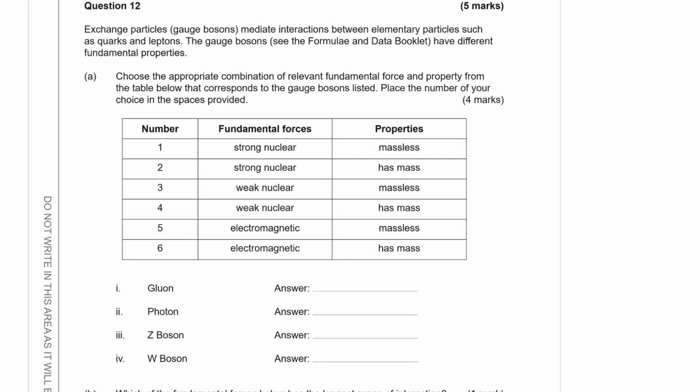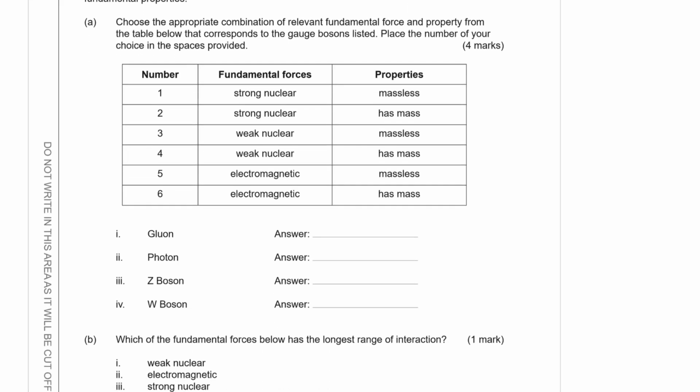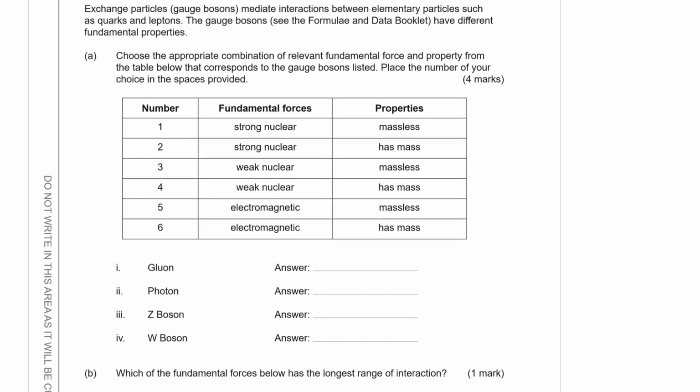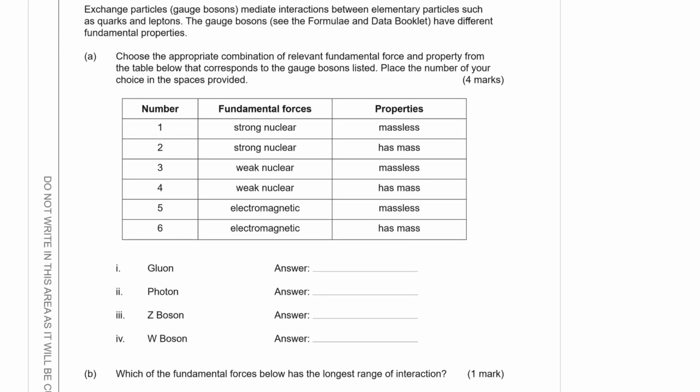Still moving down, question 12. Looks like a fairly straightforward one. So what have we got? Which is the appropriate combination of relevant fundamental force and property? Okay, so a gluon is a strong force mediator. So if you look at our formula sheet, we'll notice straight away that a gluon does not have any mass. So we would say that it must be a 1.